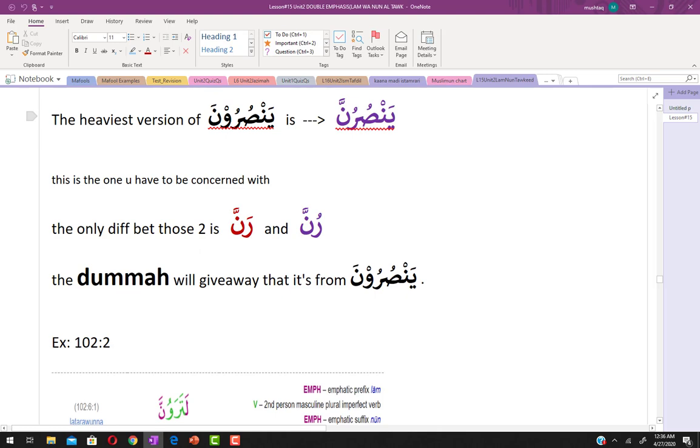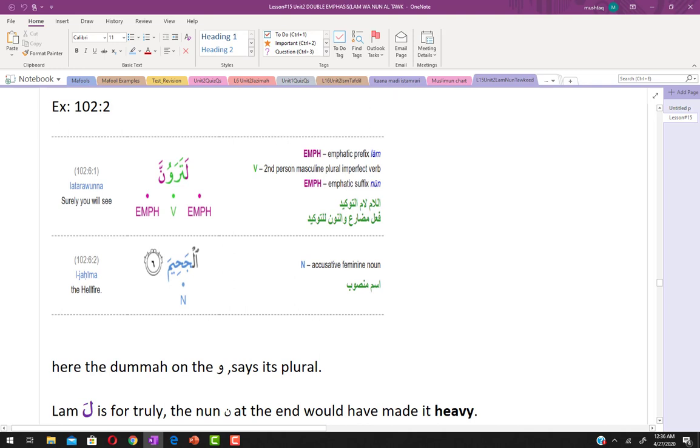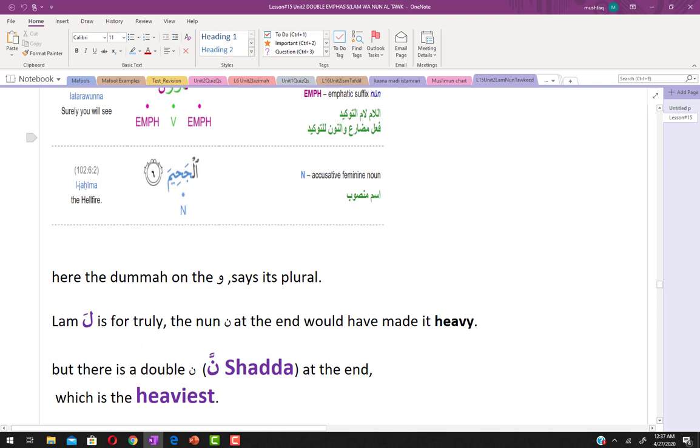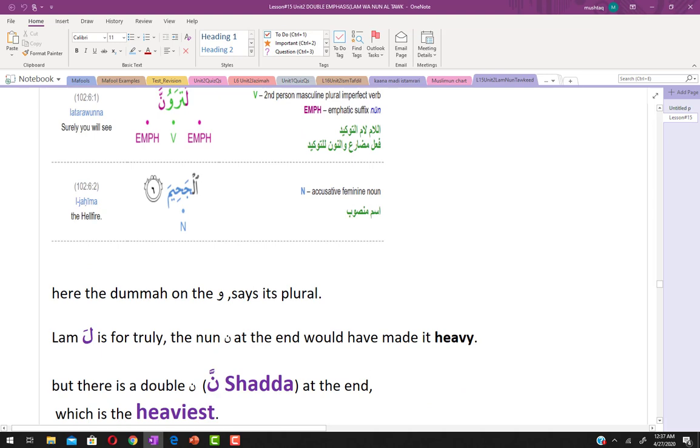Let's take some examples from Quran. Latarawunna al-jaheem. Surely, definitely, absolutely, surely you will see the hellfire. Here the Dhamma on the waw says it is plural. Latarawunna. May Allah subhanahu wa ta'ala protect us all from the hellfire. Ameen. Lam is for truly, the noon at the end would have made it heavy. But there is a double noon, that is the noon shadda at the end, which is the heaviest. Latarawunna. So we have Lam al-Tawqid and we have Noon al-Tawqid here.